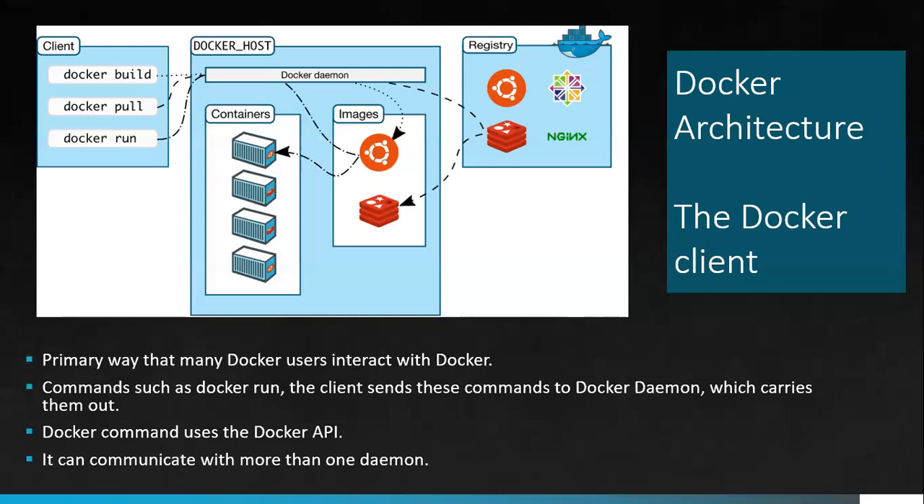Let's see what is Docker client now. The Docker client is the primary way that many Docker users interact with Docker. So it is the primary way to interact with Docker. When you use commands such as docker run, the client sends these commands to Docker daemon, which carries them out. The Docker command uses the Docker API. The Docker client can communicate with more than one daemon.